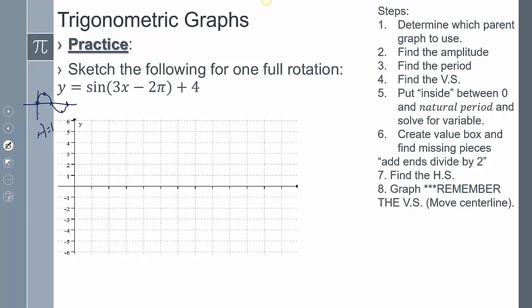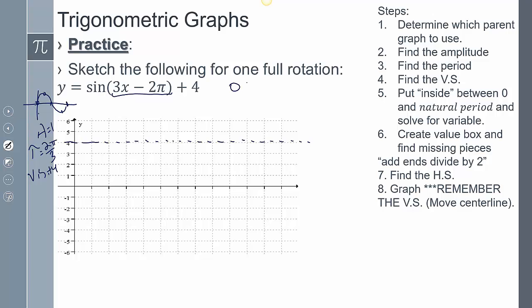The period, natural period, which is 2 pi, over my b, which is 3. And I have a vertical shift that's plus 4. So I know that my center line is going to shift up 4 spaces. And so now what I need to do is I need to take this portion of the function, I need to put that between 0 and 2 pi.